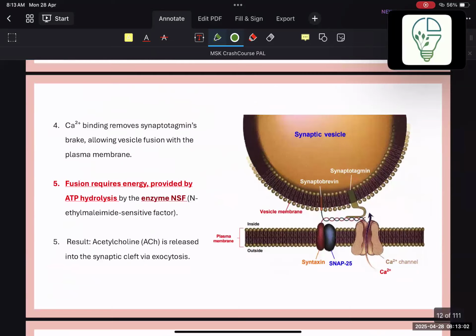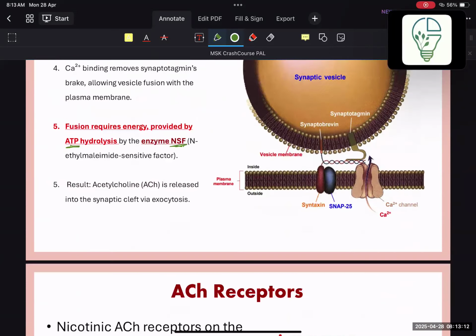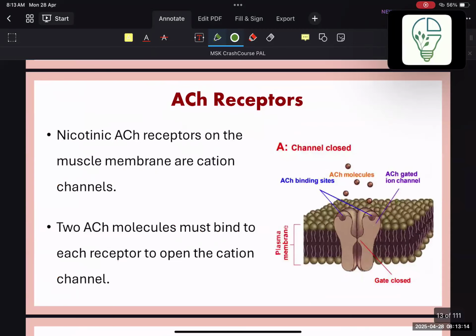Now, this fusion is going to require ATP hydrolysis, and it's facilitated by an enzyme called NSF. Don't forget that, okay? Now, moving on, once the ACH is found in the synaptic cleft, it is going to bind to the nicotinic ACH receptors found on the postsynaptic membrane. And this receptor is a cation receptor, meaning it allows positively charged molecules to go through, which is both Na and K, okay? So sodium and potassium.